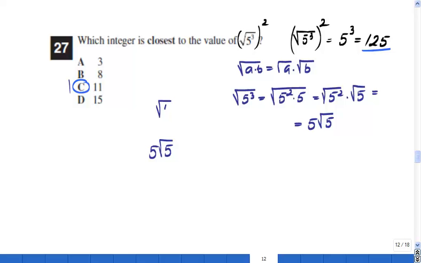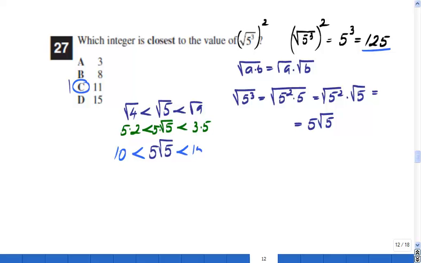Well, if you know that square root 5 is actually less than square root 9 and is greater than square root 4, right? Which makes your square root 5 greater than 2 and less than 3, okay? Well, if you multiply everything by 5, right? So it'll be 5 times 2, 5 times square root 5, 5 times 3. What do you have? Well, you realize that your 5 square root 5 is greater than 10 and is less than 15. Well, I'm looking at my options here.